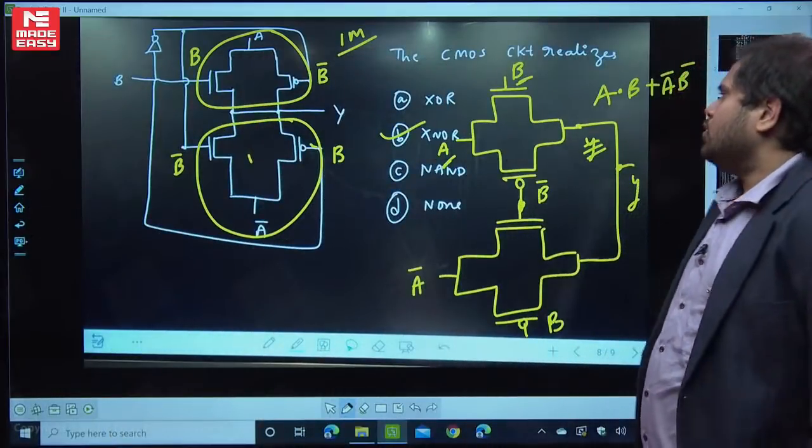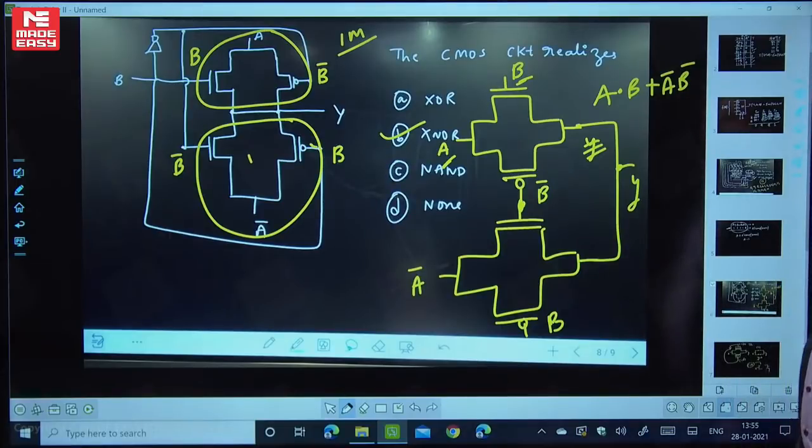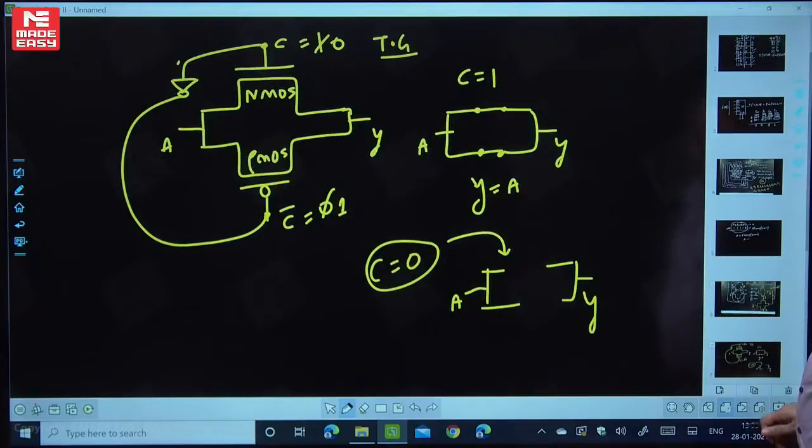So this question is also a very simple question where we have this particular CMOS circuit. This question can be expected for 1 mark. If you are easy with it, my friends, a definite question from CMOS, 100%. There's no doubt about it. Right. Let's go to the next question.